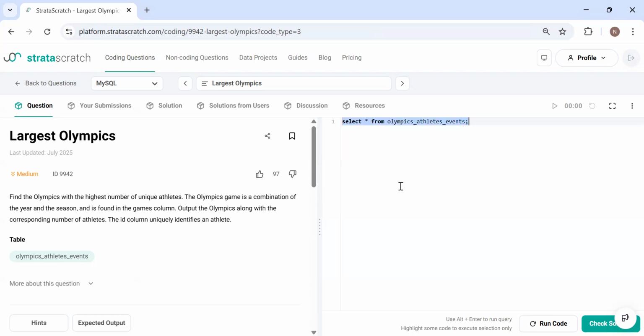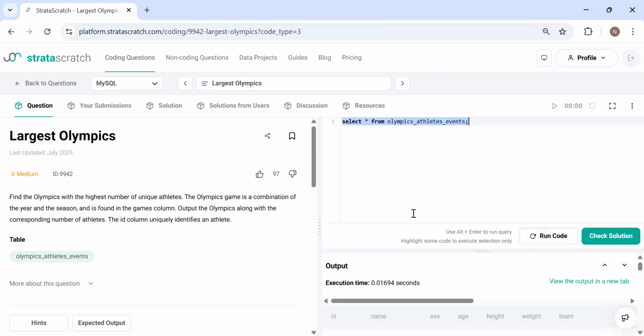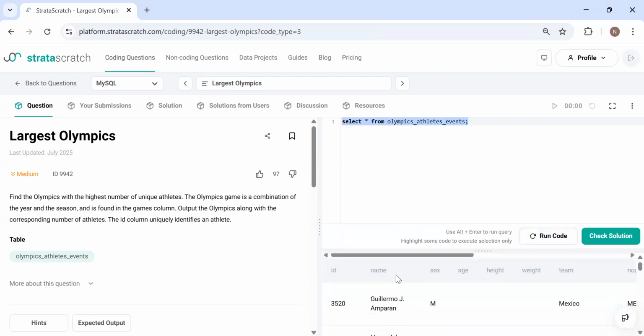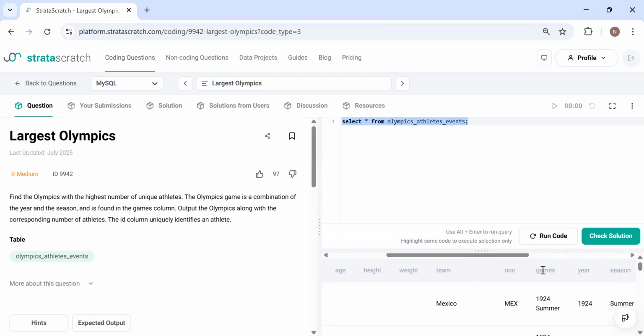Okay, so let's quickly see the table. We have this table given here, and these are the columns. In the ID column, we have athlete ID, and then we have the games column, which tells us which game it was in an Olympic. And what we have to find is the Olympics with the highest number of unique athletes. So let's see how to solve this question. It's a very simple question.